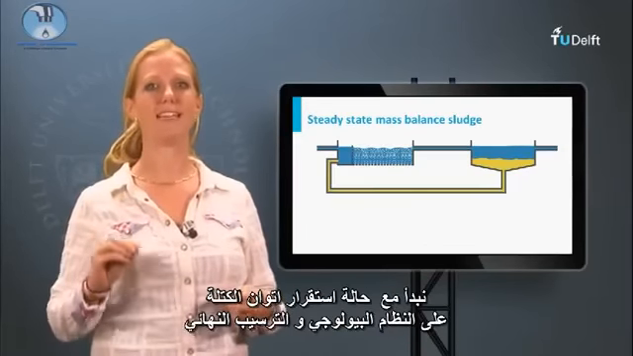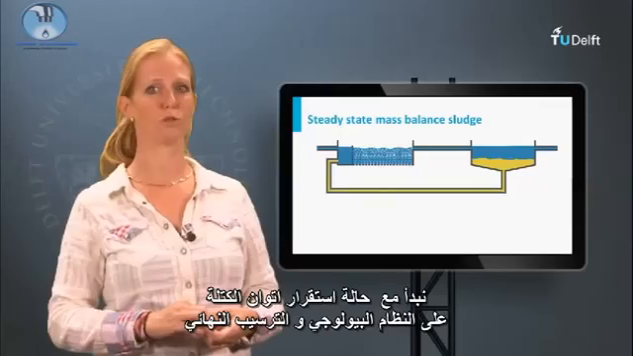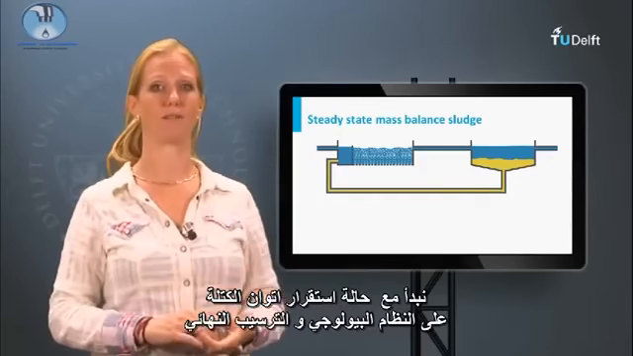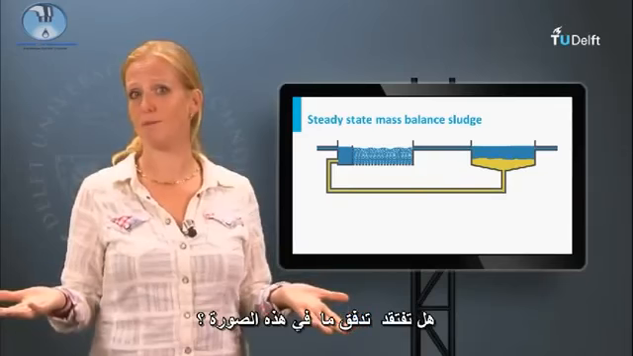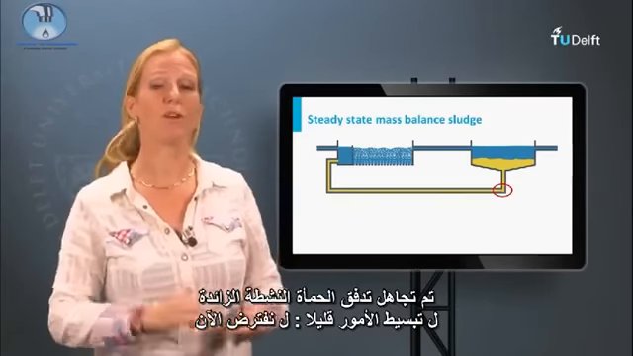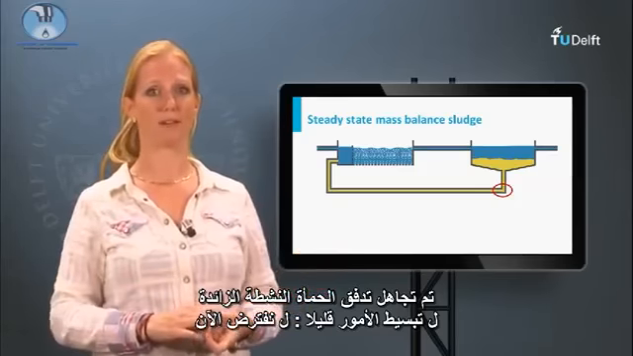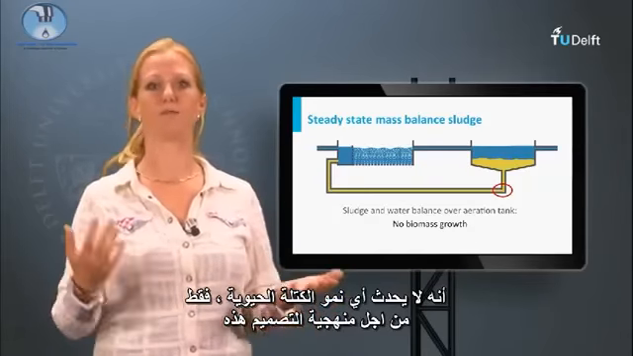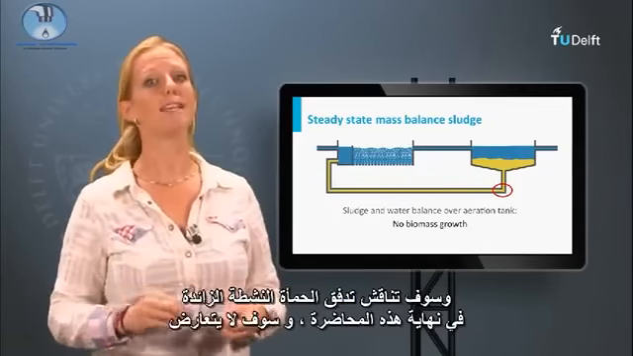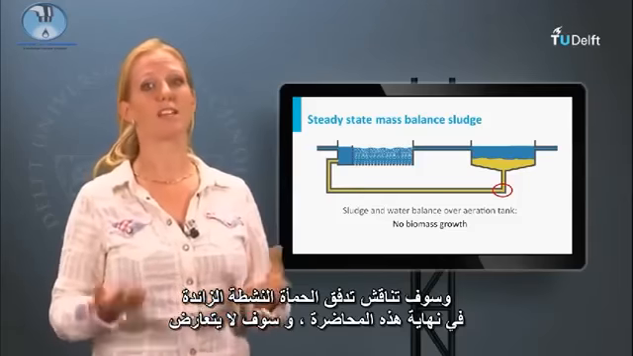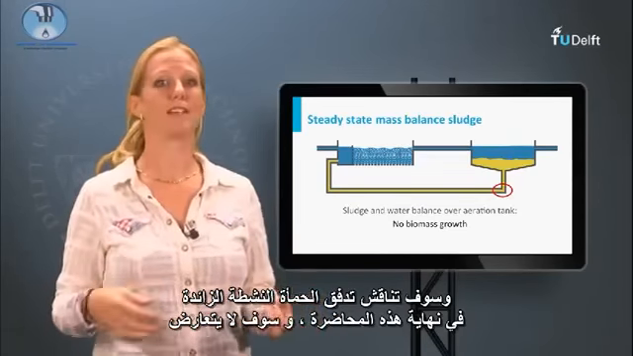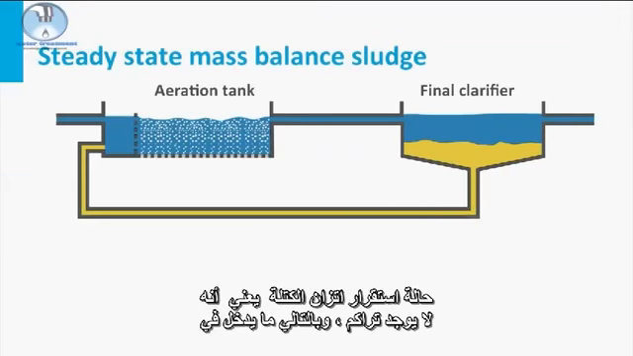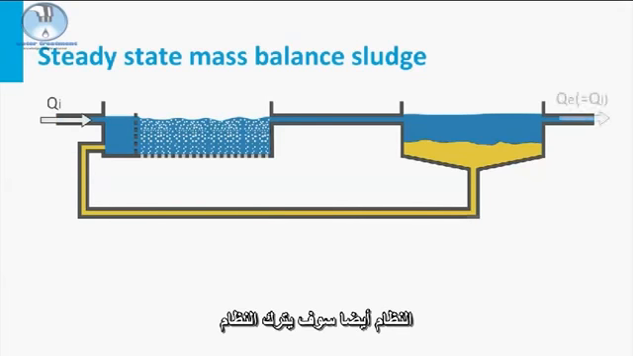We start with a steady state mass balance over the biological system and the final clarifier. Missing a flow in this picture? The waste activated sludge flow is ignored to simplify things a little bit. For now, we assume that there's no biomass growth, just for the sake of this design methodology. The waste activated sludge flow will be discussed at the end of this lecture and will not negate what you learn now. A steady state mass balance means that there's no accumulation. Thus, what goes into the system will also leave the system.